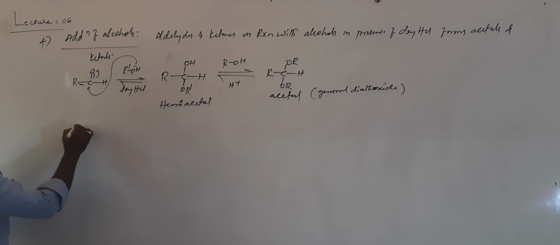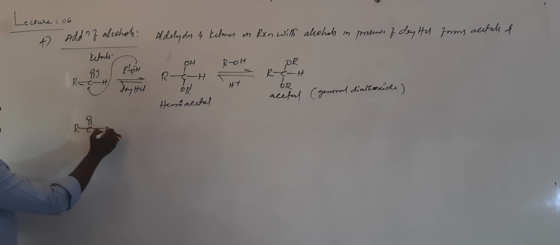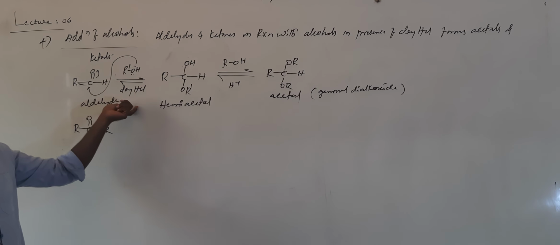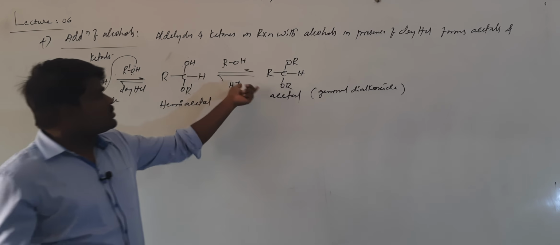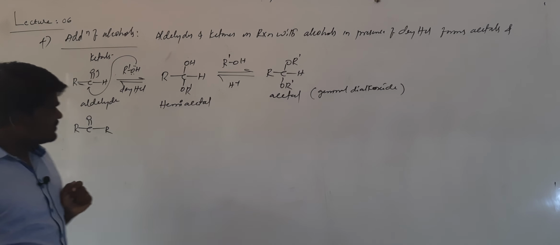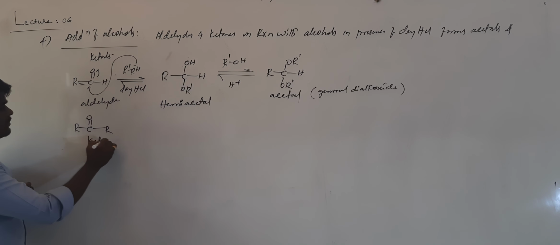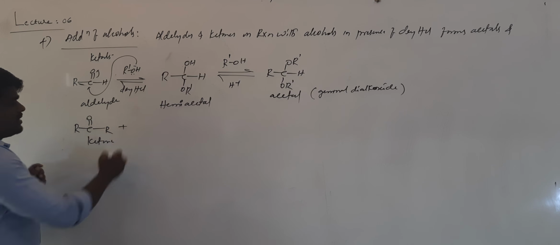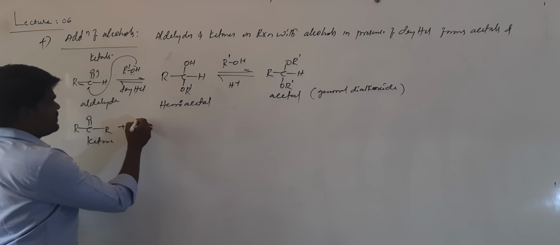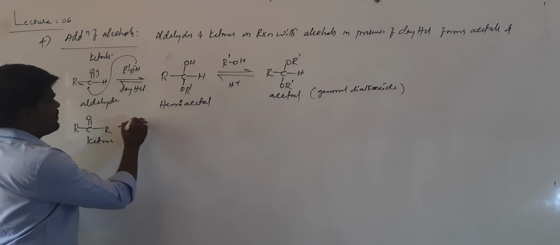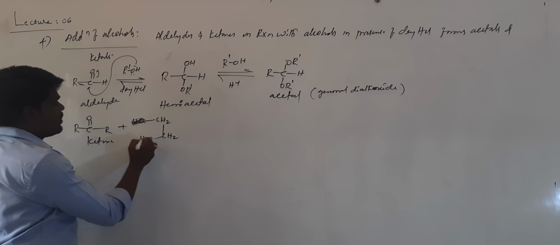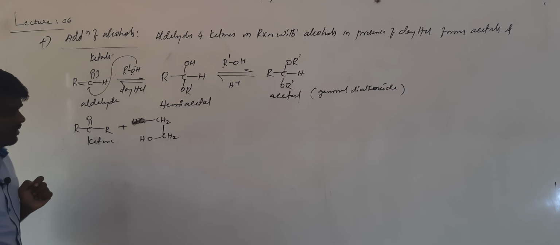And if you are treating aldehydes with alcohol, basically they react to form hemiacetal. If you are using only 1 mole of alcohol, it forms hemiacetal. If you are using 2 moles of alcohol, it will form acetal, right? Ketones will react basically with diols. They will react with ethylene glycol. This we call ethylene glycol.